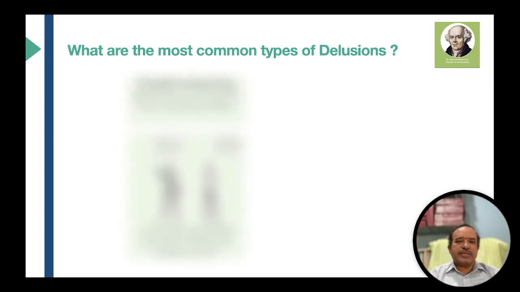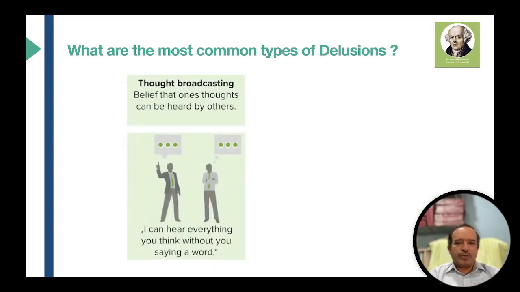Next delusion is thought broadcasting. Thought broadcasting is the belief that one's thoughts can be heard by others. I can hear everything without you saying a word. They think that whatever your thought process is, I can analyze you, I can say what your thought process is. This sort of subconscious feeling comes into thought broadcasting.